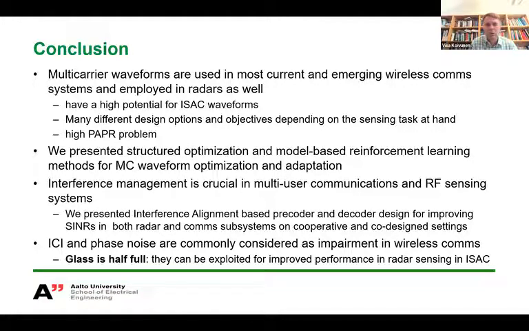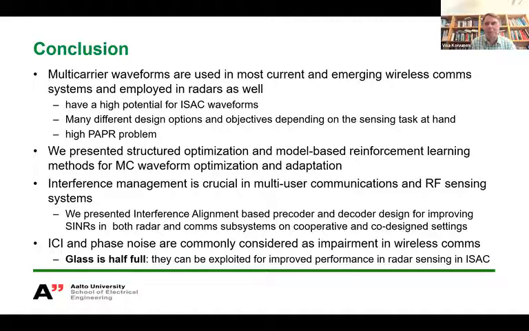And we presented one example based on interference alignment that would allow you to communicate and sense almost in interference-free channels, and the price you pay is that you will use some of the degrees of freedom for that alignment performance.